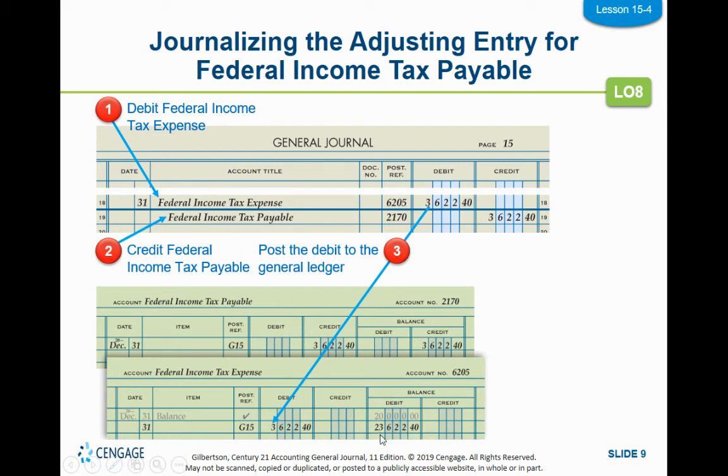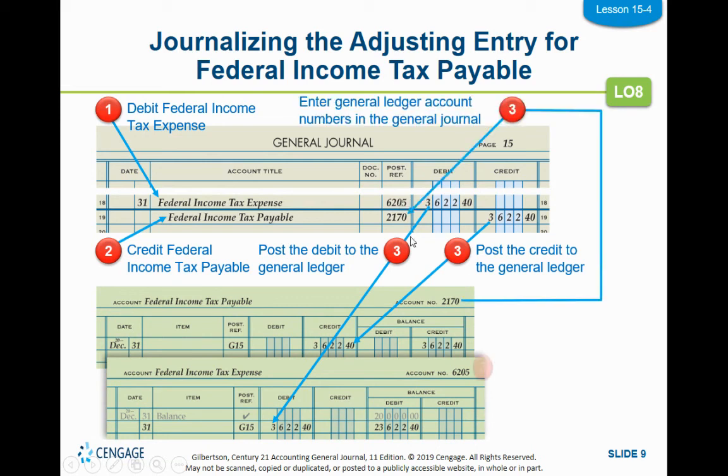Now remember, we haven't actually written the check for this yet. You're just putting it into that expense account and into that payable account. We'll write the check in a whole other lesson. So you post those, come back, put your account numbers up here, and that's your adjusting entry.